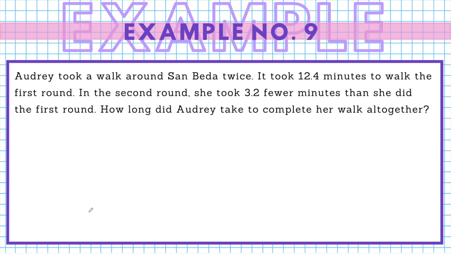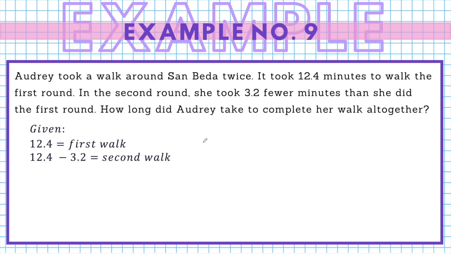In the second round, she took 3.2 fewer minutes than she did the first round. How long did Audrey take to complete her walk altogether? So the only given in this situation is the first round of walk that she took, which is 12.4 minutes. Now, if you want to know the minutes that she took during the second round, we have to subtract the 3.2 minutes from the first walk.